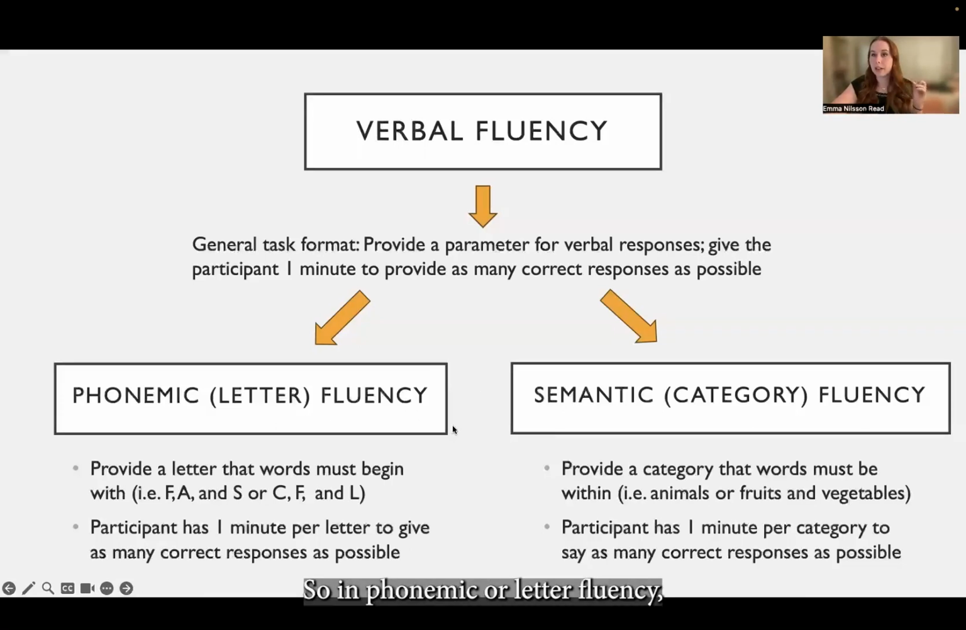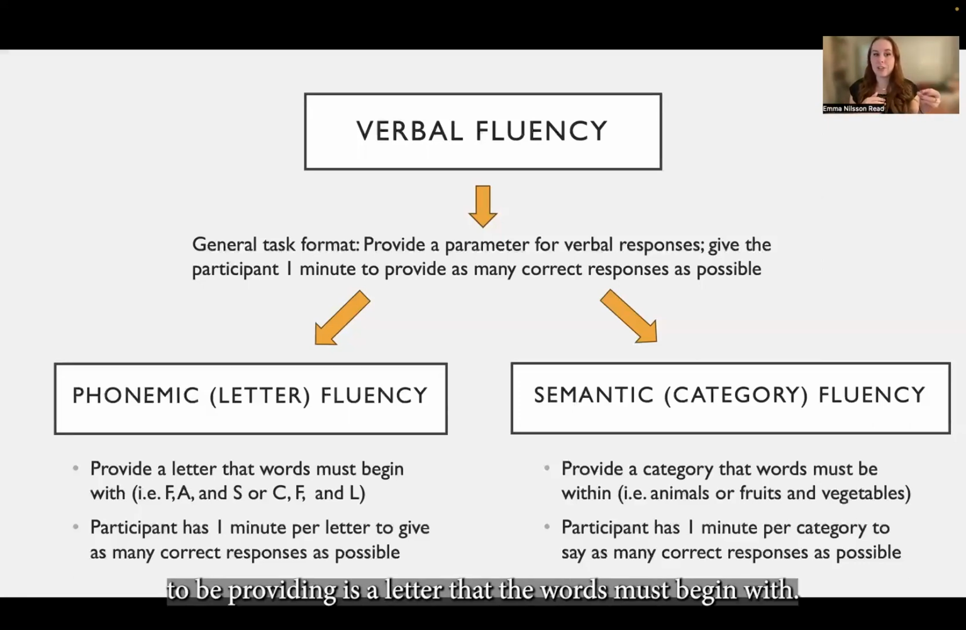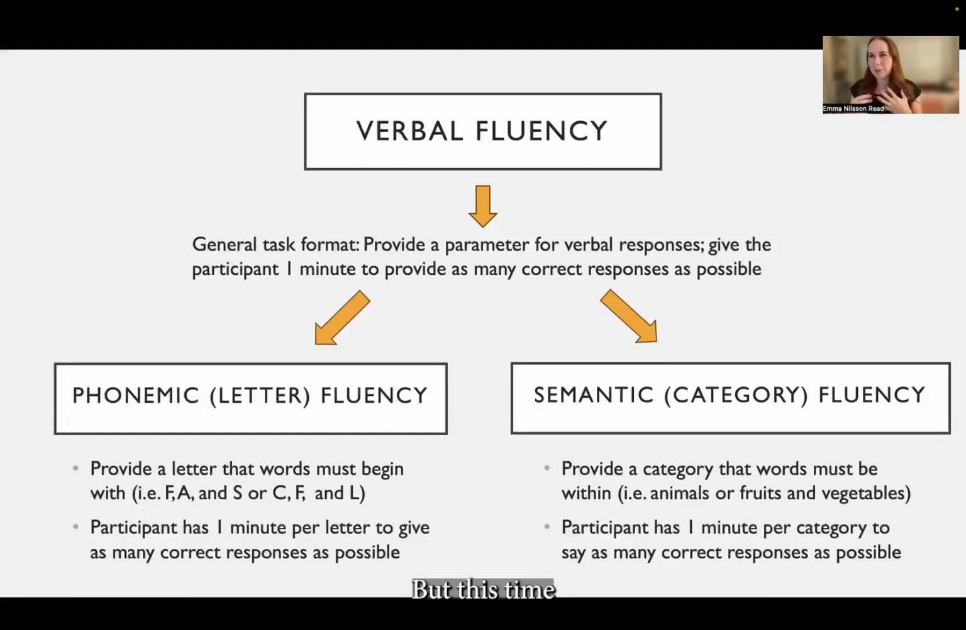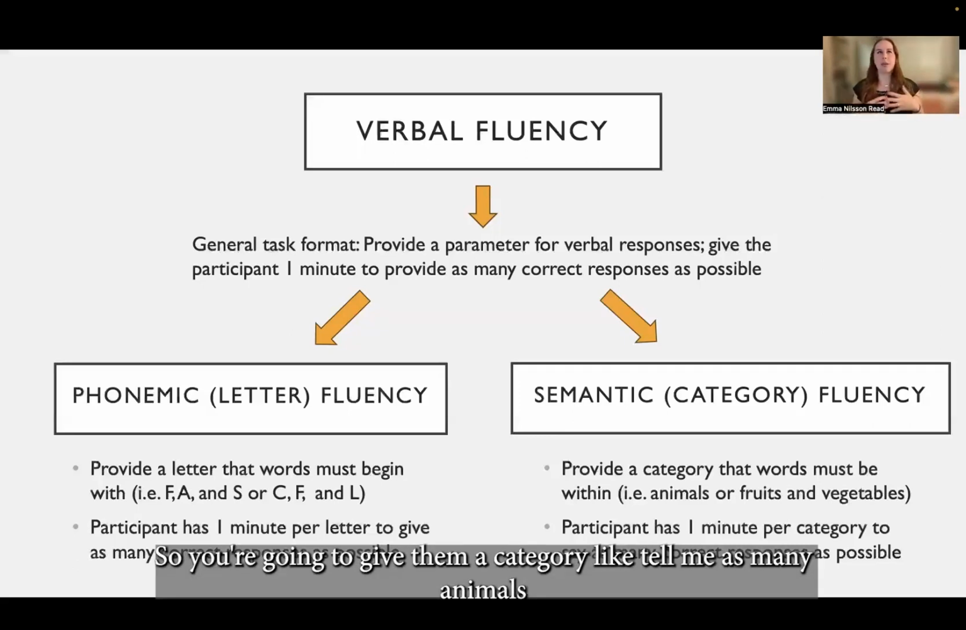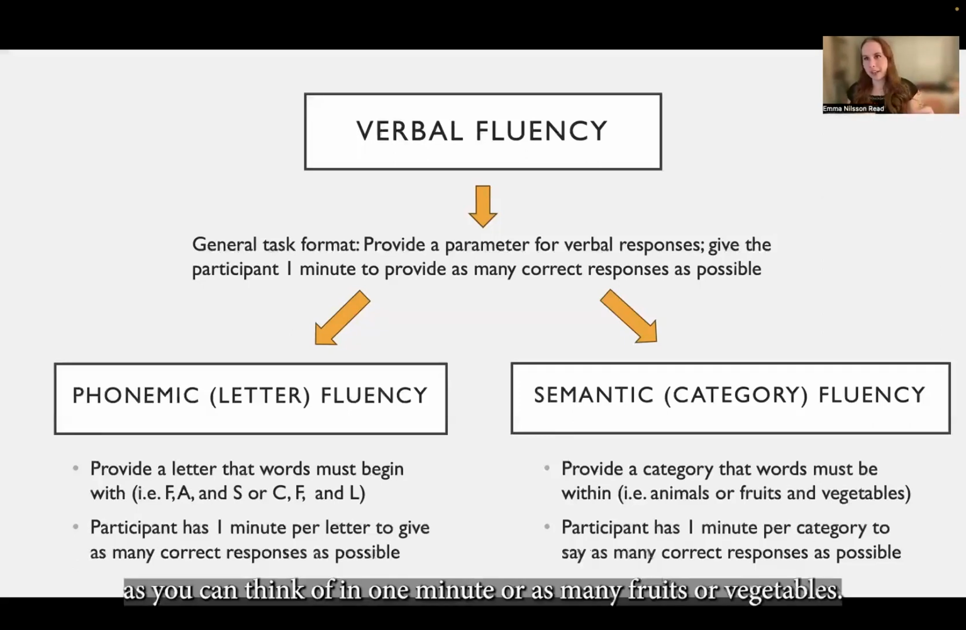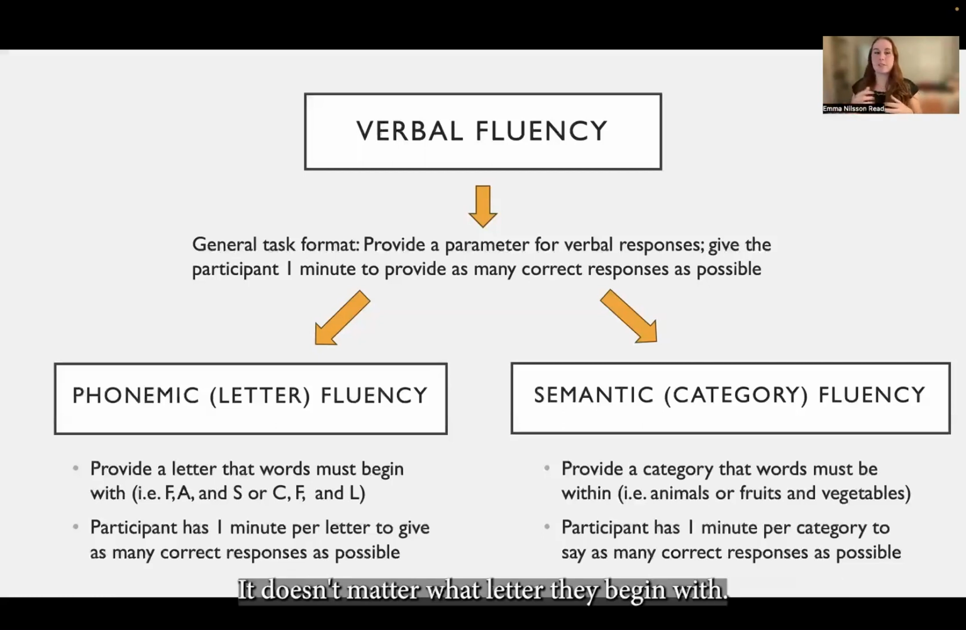So in phonemic or letter fluency, the parameter that you're going to be providing is a letter that the words must begin with. So you'll tell the participant, for example, you're going to have 1 minute to respond. Tell me as many words as you can that begin with the letter F. Go. And then the participant has 1 minute per letter to give as many correct responses as possible. Whereas in semantic or category fluency, same idea, but this time you're going to be providing a category that the words need to fall into. So you're going to give them a category like, tell me as many animals as you can think of in 1 minute, or as many fruits or vegetables. It doesn't matter what letter they begin with, they just need to fall within the same general category.